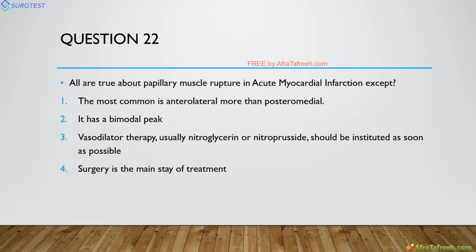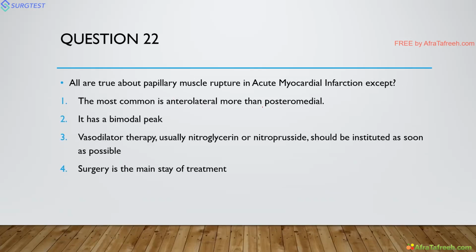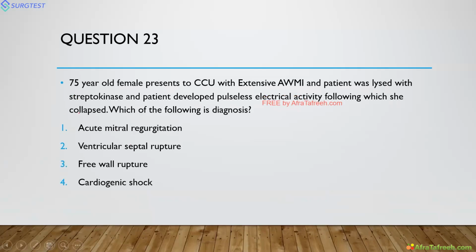Okay. Then coming to mechanical complications: all are true about papillary muscle rupture in acute MI except. The most common is not anterolateral, it is posteromedial. All other things are correct, so this is the answer. It has a bimodal peak. It occurs within the first 24 hours or within the next 3 to 5 days. Vasodilator therapy should be initiated as soon as possible. Surgery is the mainstay of treatment. I told you already, whenever there is a mechanical complication, primary PCI takes a back seat. We'll discuss this in detail next.